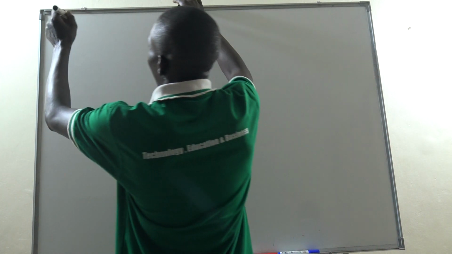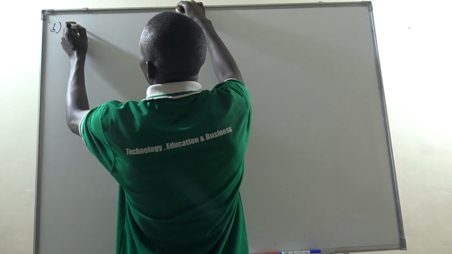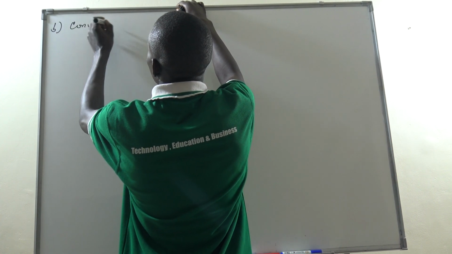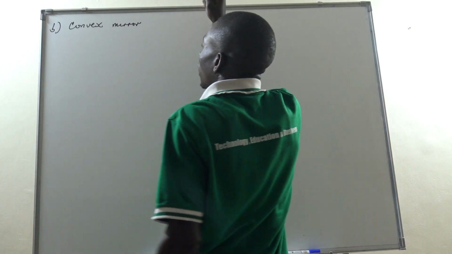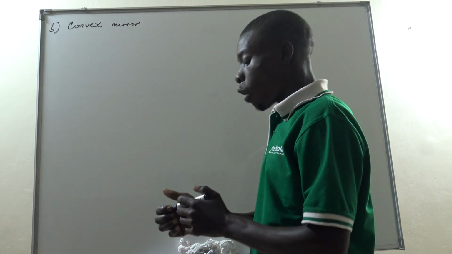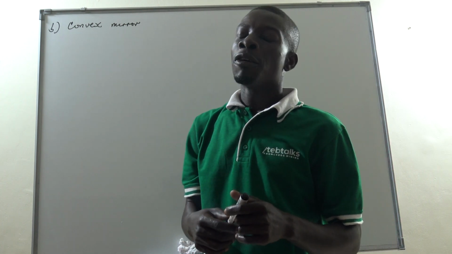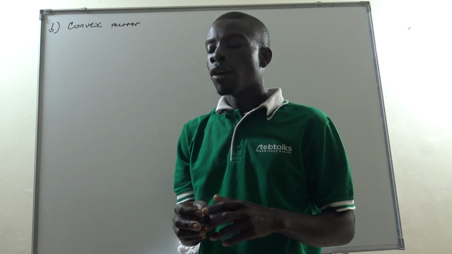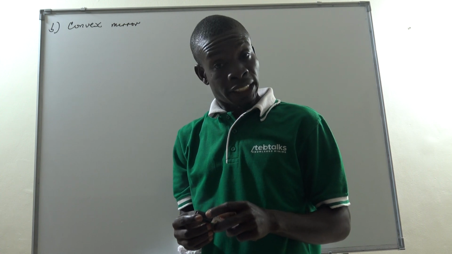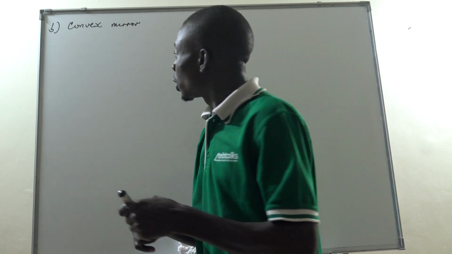So let's now look at part B, image formation in a convex mirror. Is that okay? And now we are saying that for a convex mirror, irrespective of the location of the object position, the image will always be erect, virtual, and diminished.